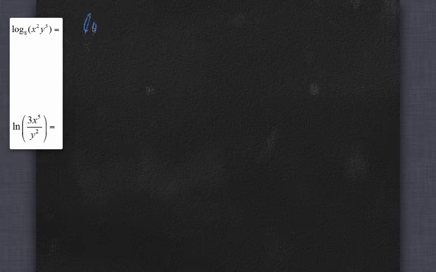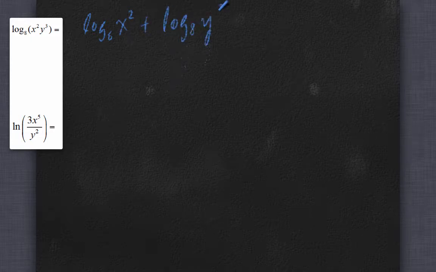Okay, so this one, the first thing is that there's a product. So log sub 8 x squared plus log sub 8 y cubed. But I still have exponents, so I'm really not done. So I bring down the 2, bring down the 3.